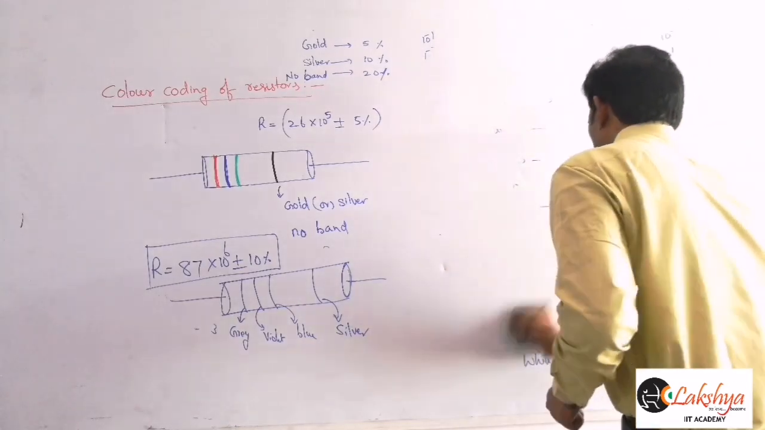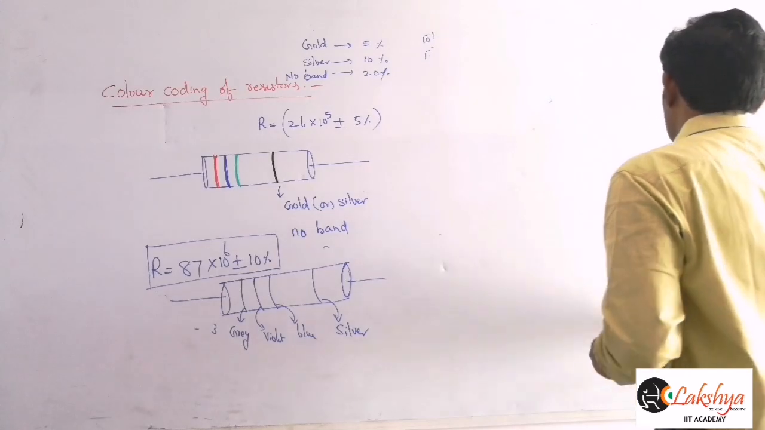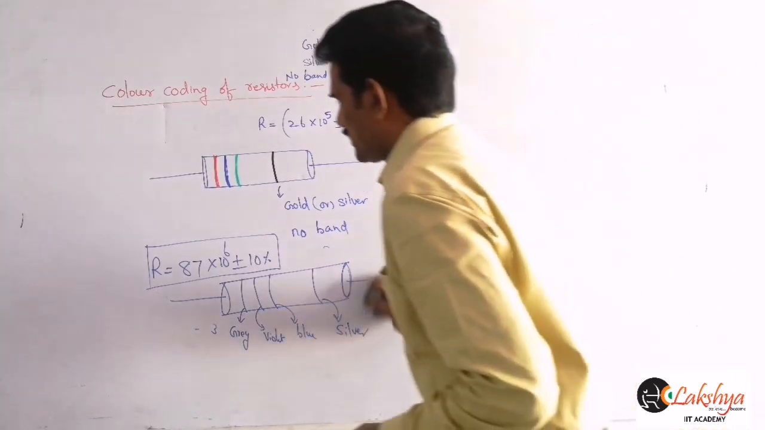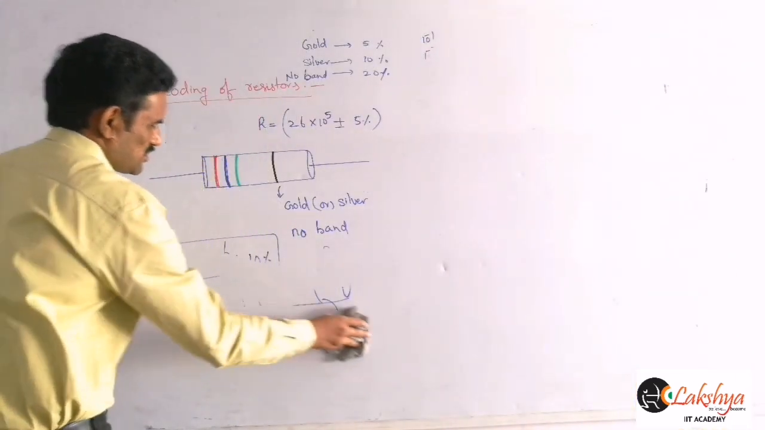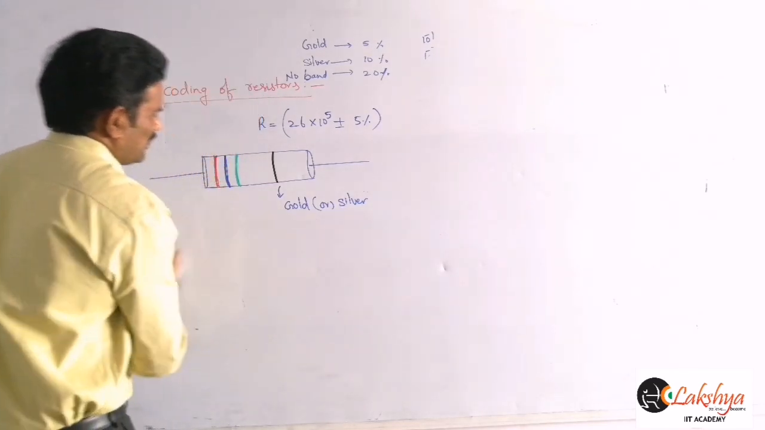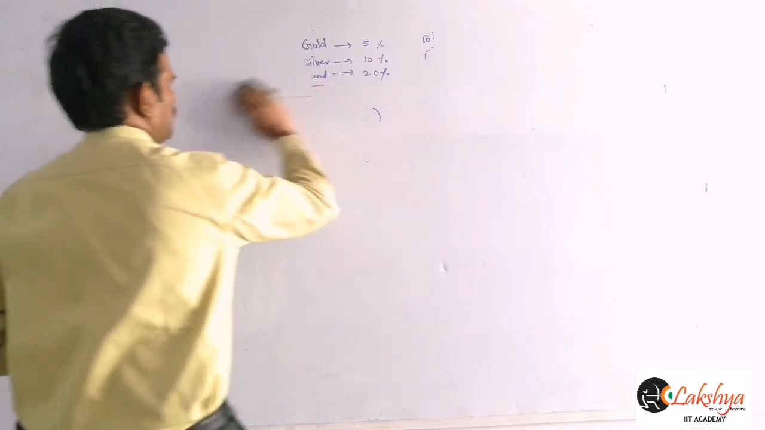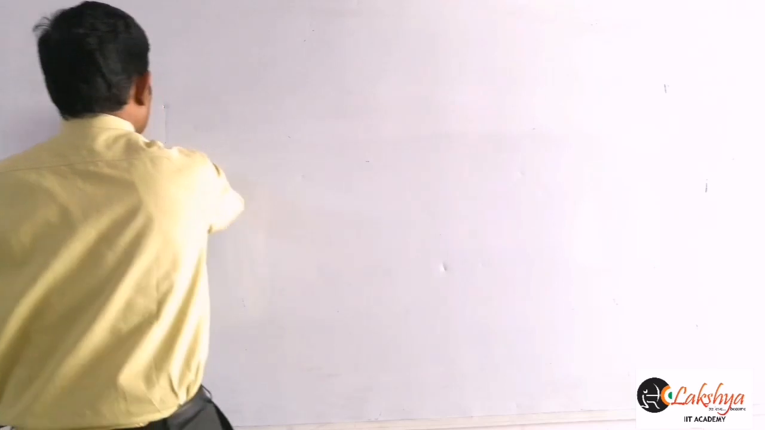And this is an important concept. In mains many questions are asked based on this, especially in the 2019 January session. Almost in every session there will be one question based on this color coding of the resistors. So it is very important from the mains point of view.